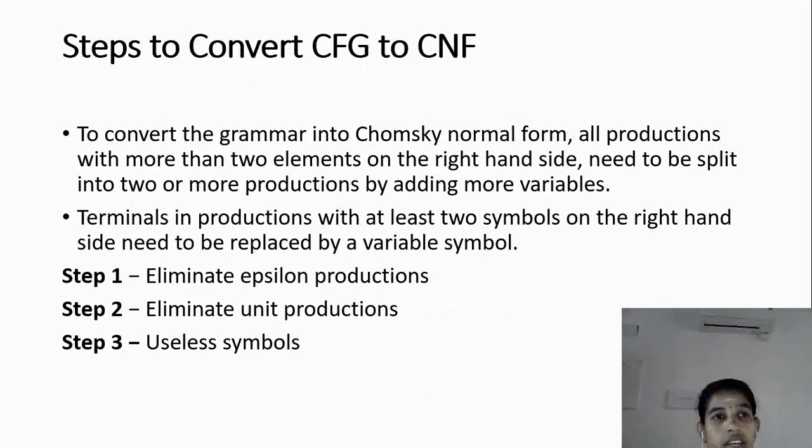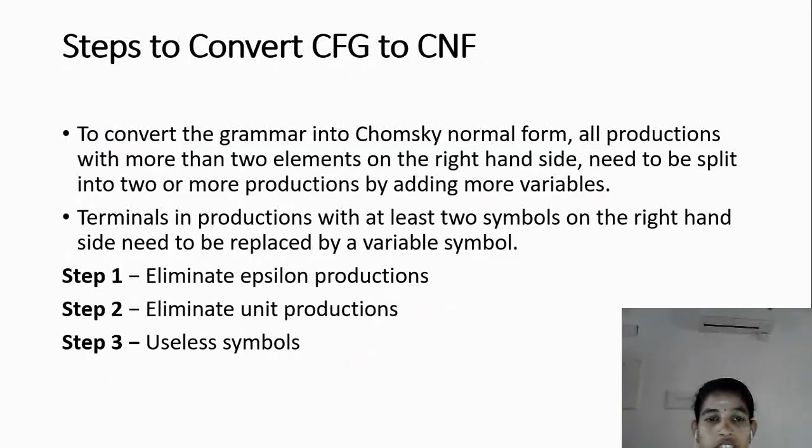So now I explain what are the steps needed to convert the context free grammar into CNF. We follow the 3 rules, step 1, step 2, step 3. We must follow the same order, never change the order. So eliminate the epsilon production that is not allowed in your CNF. Okay. Next, eliminate unit production.